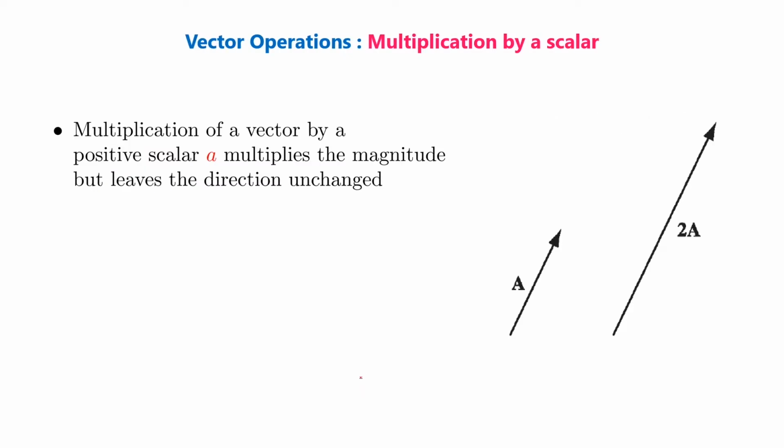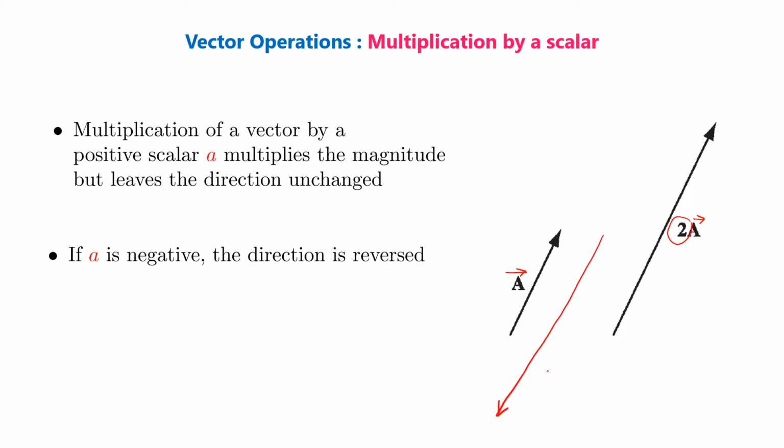Multiplication by a scalar. Multiplication of a vector by a positive scalar a multiplies the magnitude but leaves the direction unchanged. What you see here is vector A, and that is being multiplied by a scalar 2. Now you can see that the direction of the vector remains the same, but the magnitude has doubled. If a is negative, then the direction is reversed. So A was like this. If we multiply by minus 2, the direction of A will be like this.